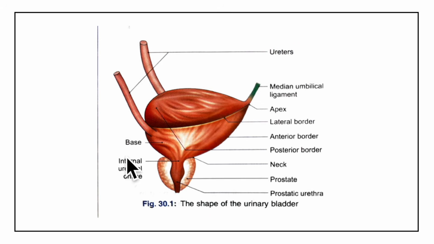Now let's look at the external features of the urinary bladder. An empty bladder is tetrahedral in shape, and it has an apex that you see right here, a base or a fundus that is directed backwards, a neck which is the most fixed and lowest part of the bladder, three surfaces, that is the superior surface, the right and the left inferolateral surface, and four borders, that is two lateral, one right here and here, one anterior border and a posterior border right here.